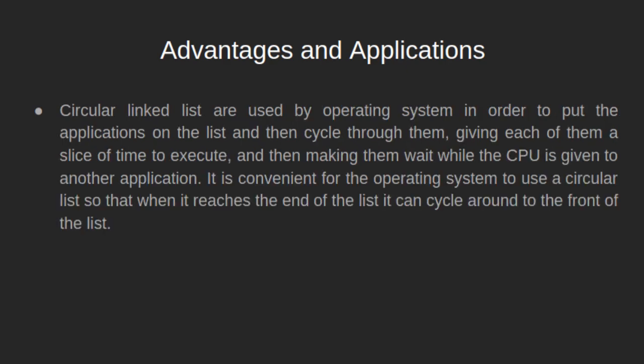Another application of circular linked list is that these are used by operating systems in order to put the applications on the list and then cycle through them, giving each of them a slice of time to execute and then making them wait while the CPU is given to another application. It is convenient for the operating system to use a circular list so that when it reaches the end of the list, it can cycle around to the front of the list.